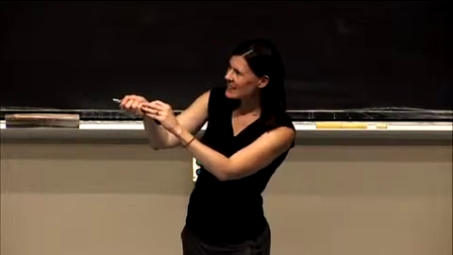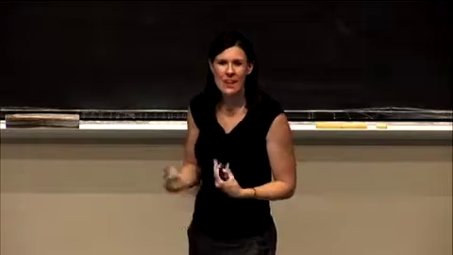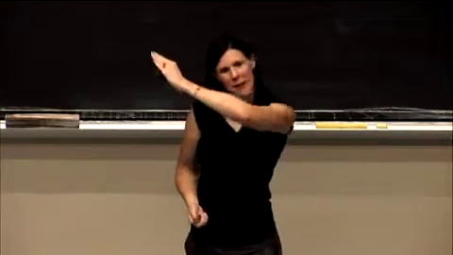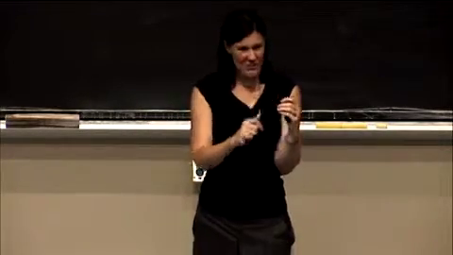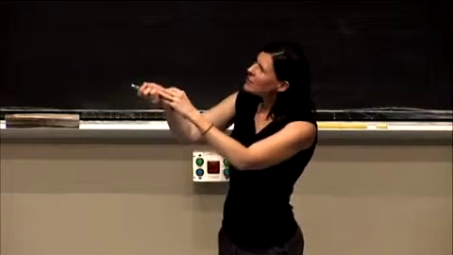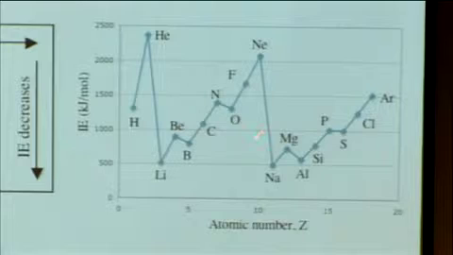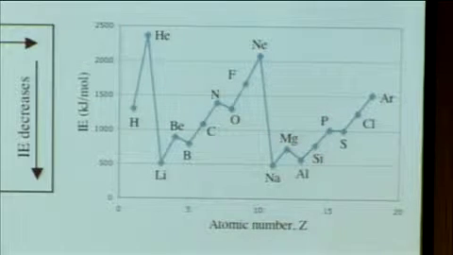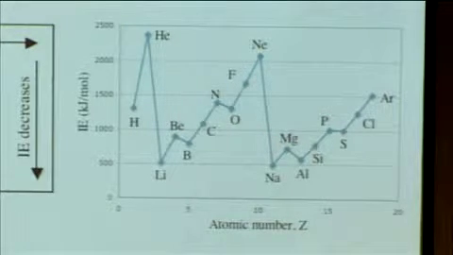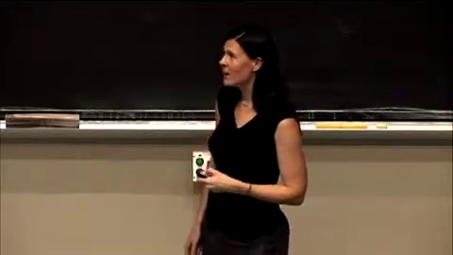So you can see, for example, we have several places where instead of going up as we go across the row, we actually go down in ionization energy a little bit. So between Be and B, between N and O, magnesium and aluminum, and then phosphorus and sulfur, what we see here is that we are going down.